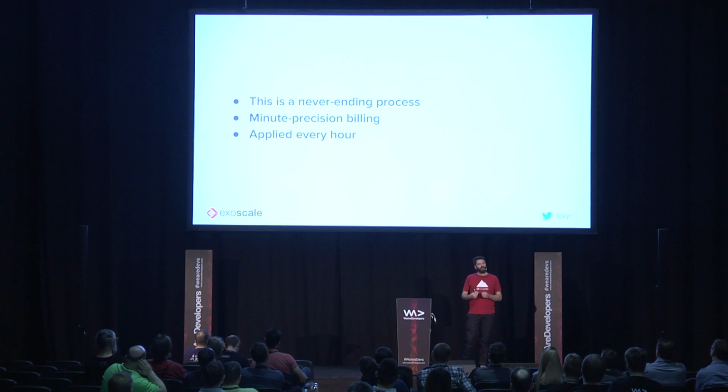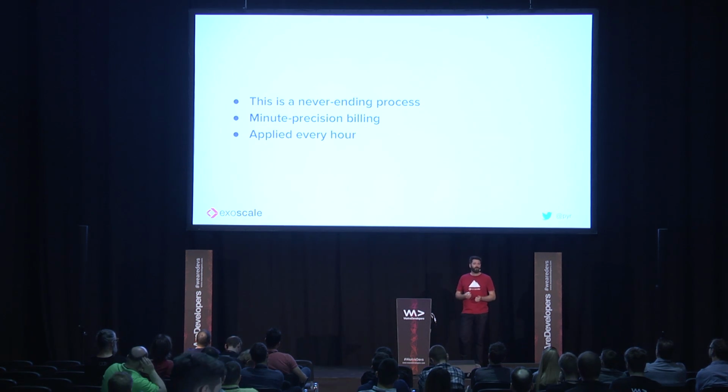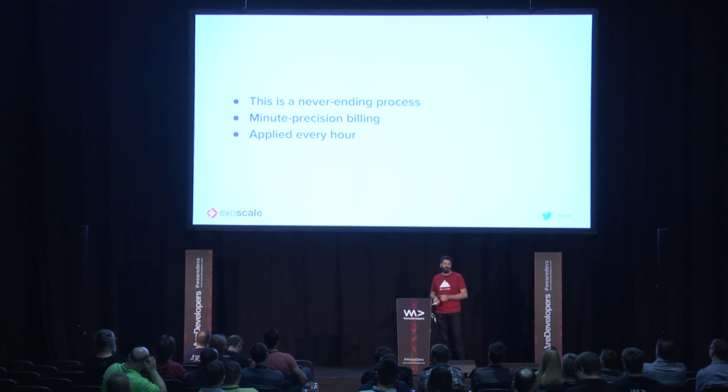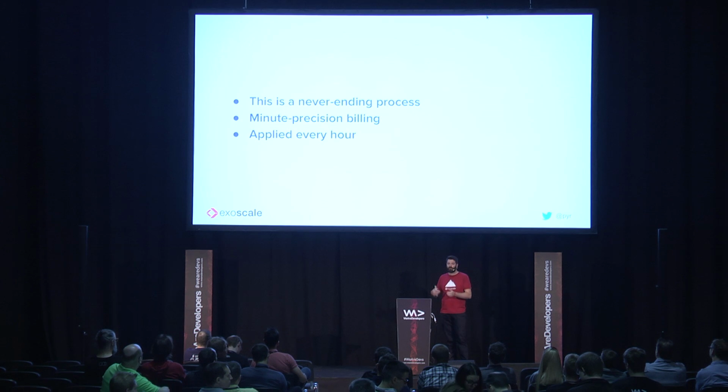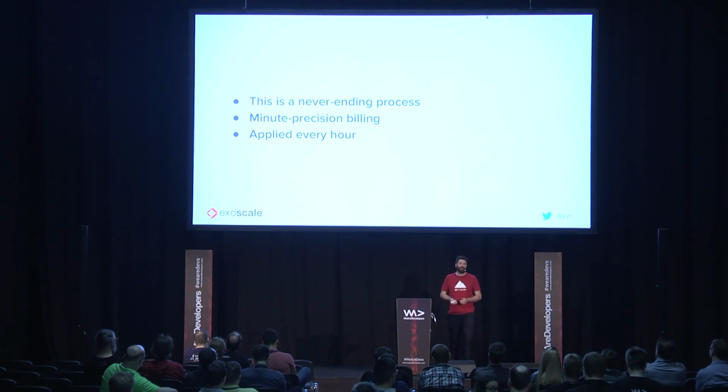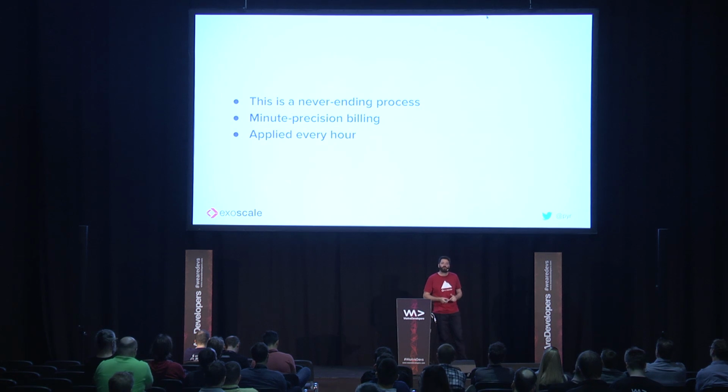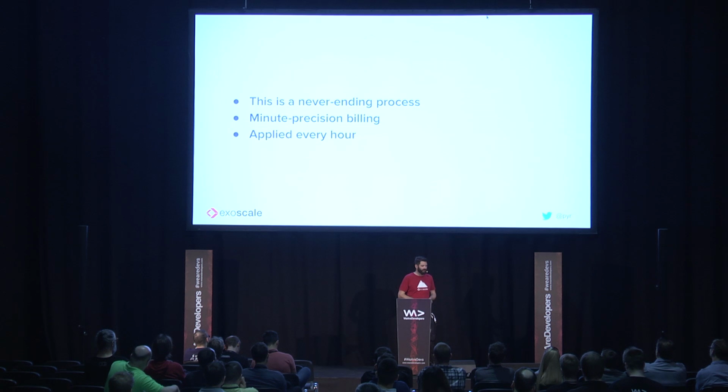We do have minute precision billing because people who rely on us rely on automation a lot. They might scale or downscale their infrastructure dynamically, and they don't want to pay for resources that they are not using, which is why we go down to the minute. But they also don't want to pay for resources once they're stopped, definitely, which is why we apply a credit decrease every hour.